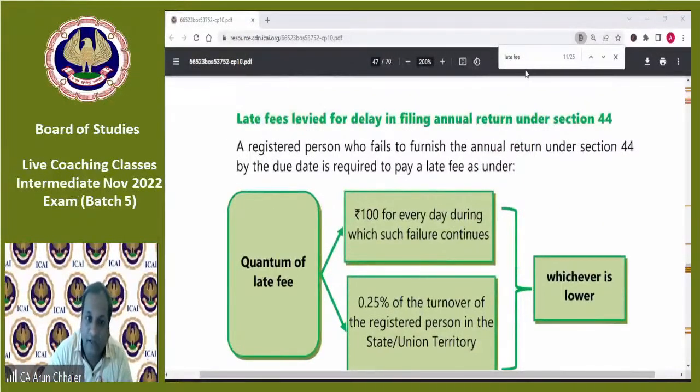But in case of the annual return, the upper cap is very high. It is linked to the turnover of the registered person. Dear sir, is it compulsory for every supplier whose AATO is up to 5 crore to opt for QRMP? See, we have just discussed this. Up to 5 crore, they have two options: either go for QRMP or opt for monthly. It is their choice.